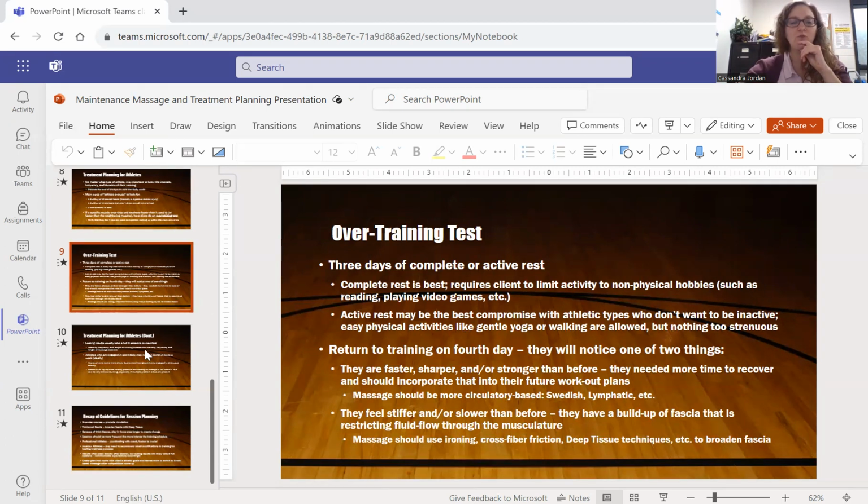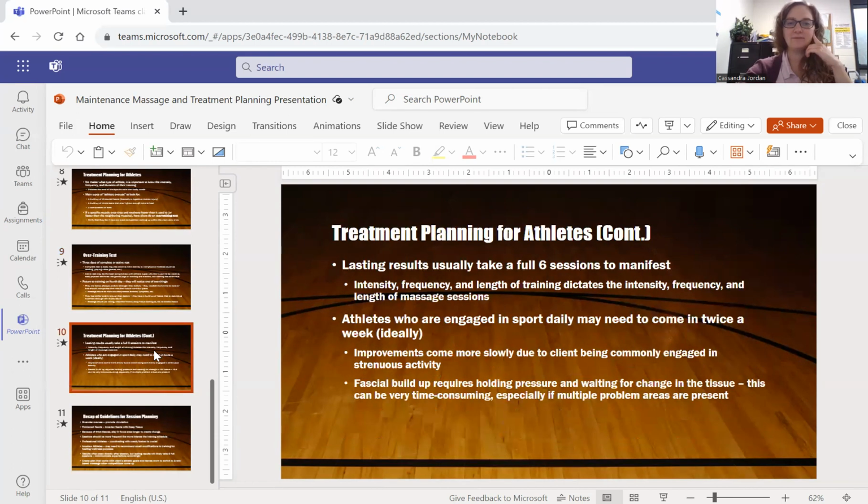But we now know that we really need to assess the state of that fascia because they got so stiff, right? All right.